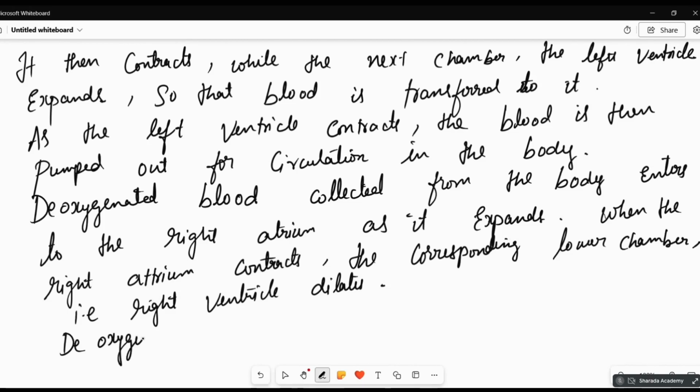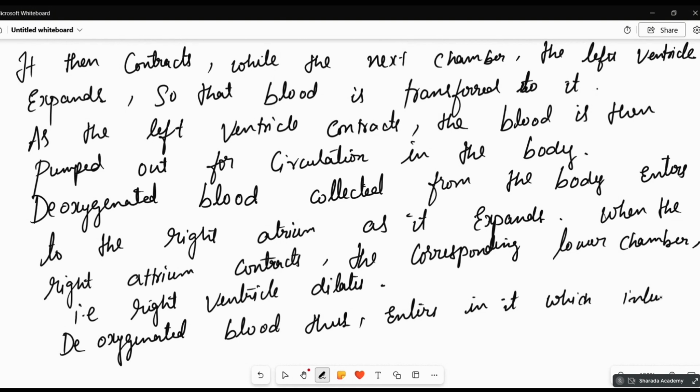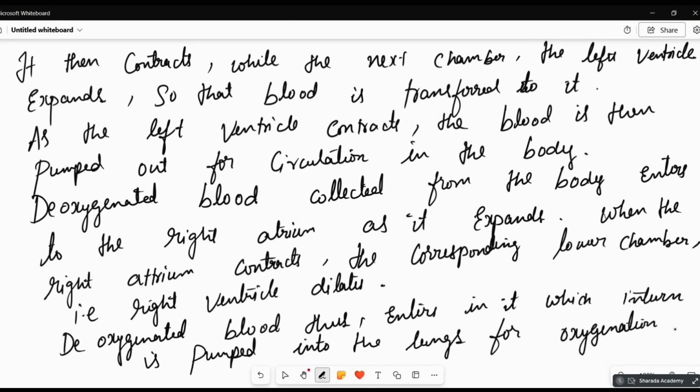Deoxygenated blood thus enters in it, which in turn is pumped into the lungs for oxygenation. This whole process is repeated continuously.